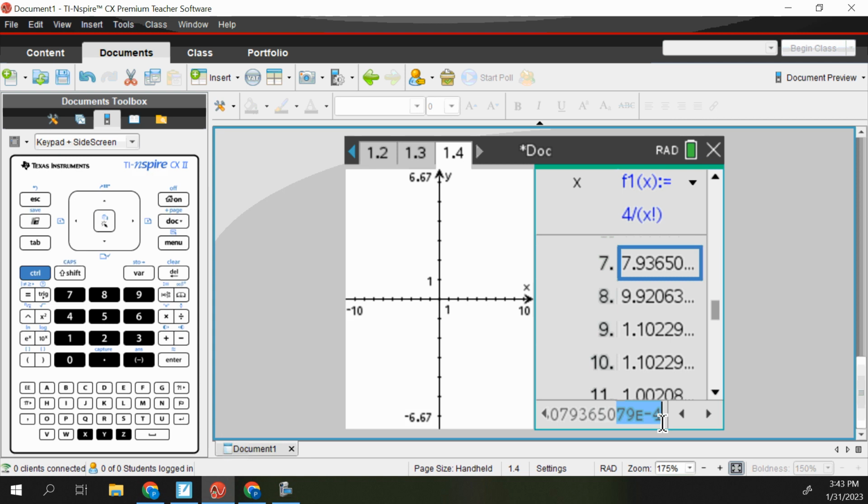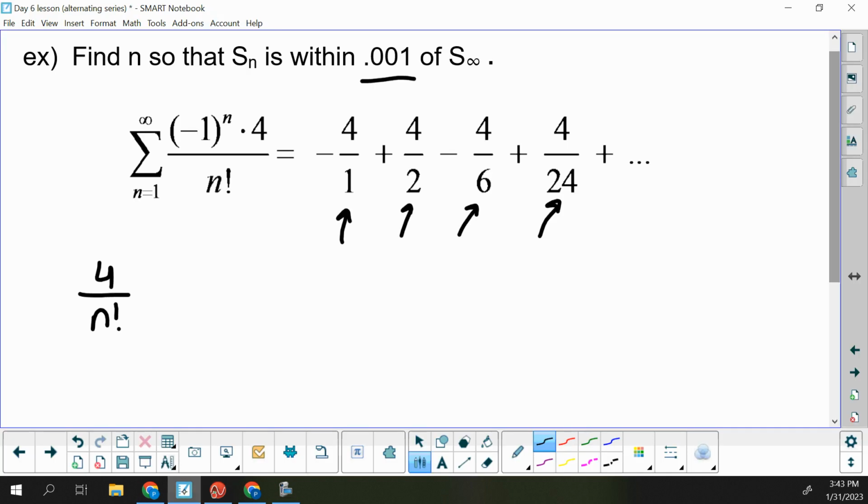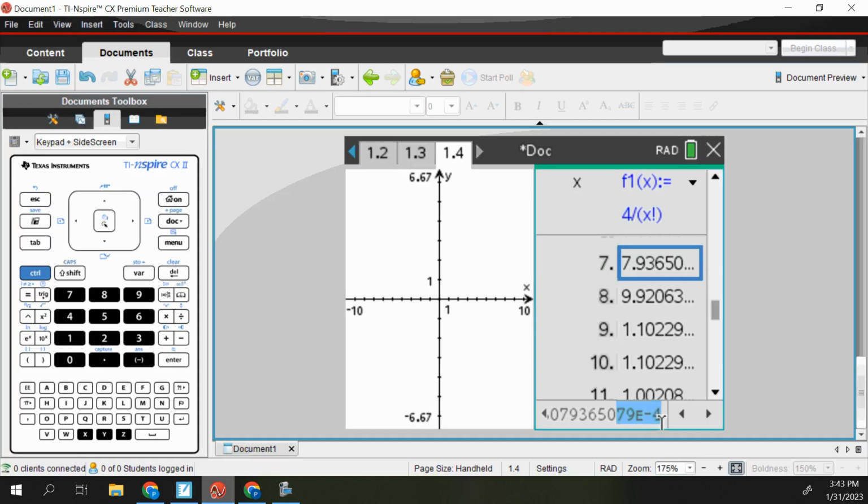So E negative 4, that's scientific notation. Let's think what 0.001 is in scientific notation. If you move that over 3 times, that's really 1 times 10 to the negative third. So we need something that's smaller than 1 times 10 to the negative third. Any exponents that are bigger negatives than negative 3 would be it for us. So this is our first one that is in fact smaller than 0.001, or in other words, 1 times 10 to the negative 3. We got 7.9 times 10 to the negative 4. So that means this is our error term, meaning we'd want to go out to the one before.